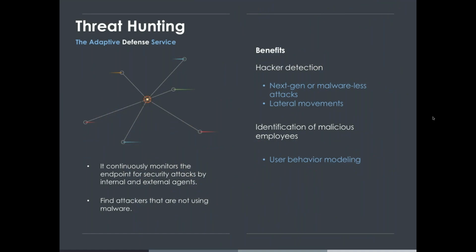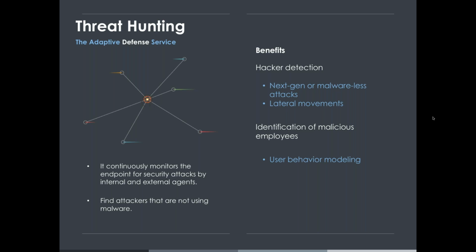So the basis of our threat hunting investigation service is naturally our Adaptive Defense service. Adaptive Defense is something that continuously monitors the endpoints, looking for security attacks by both inside and outside agents. Using that technology, we're able to find attackers that are not using malware. They're using PowerShell, they're using WMI, like I said before, other approaches. We're able to identify those things.